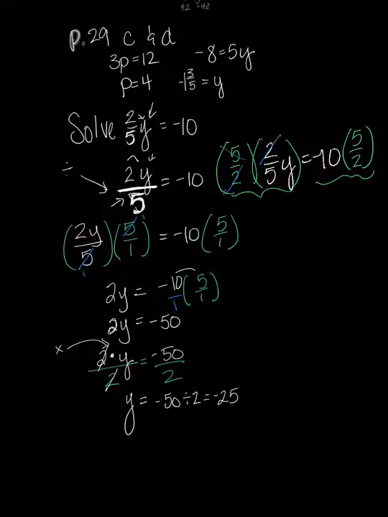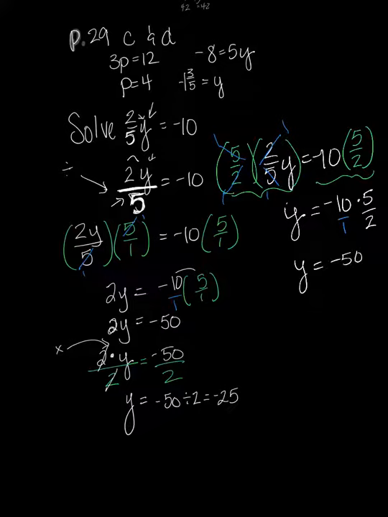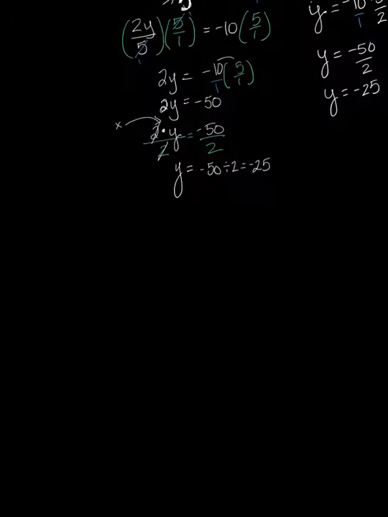These cross out. I've got 1s. So I'm left with just my y, and negative 10 times 5 over 2, so y equals negative 50 over 2, which we saw was negative 25. It's a little less paper to do it this way, but you have to remember to flip your reciprocal and multiply to both sides.